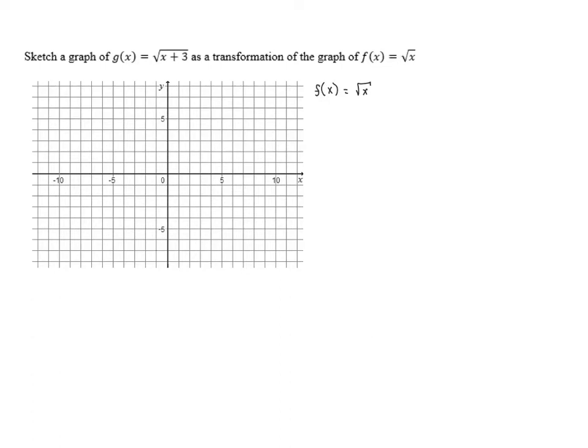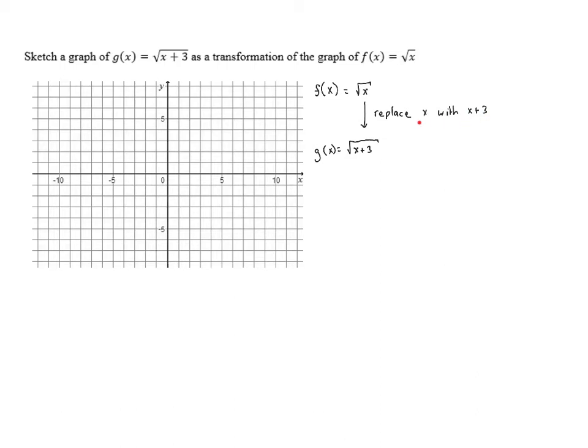And we're going to look and see what transformation we need to do to turn this into the square root of x plus 3. So what we're going to do first is replace x with x plus 3. And if we do that, that gives us the square root of x plus 3, which is our g of x. So we can see that the only transformation we need to make for the graph is to replace x with x plus 3.